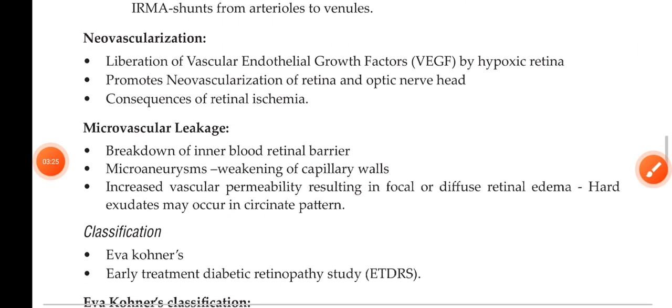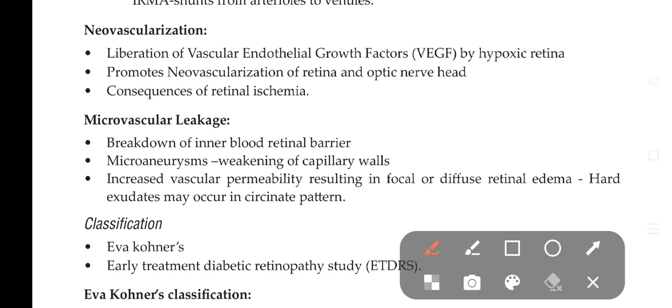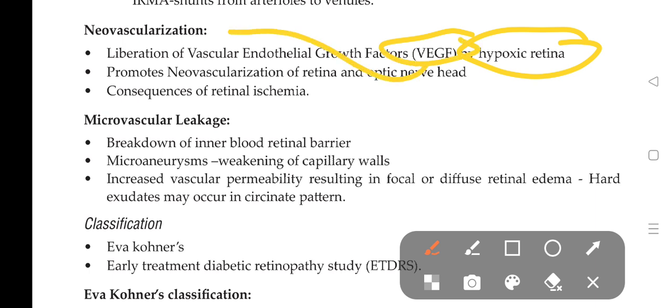Next, there is neovascularization. Neovascularization is because of liberation of vascular endothelial growth factor by the hypoxic retina. As there is hypoxia, the retinal cells secrete VEGF. What is VEGF? VEGF results in neovascularization, which promotes neovascularization of the retina and optic nerve head as a consequence of retinal ischemia.